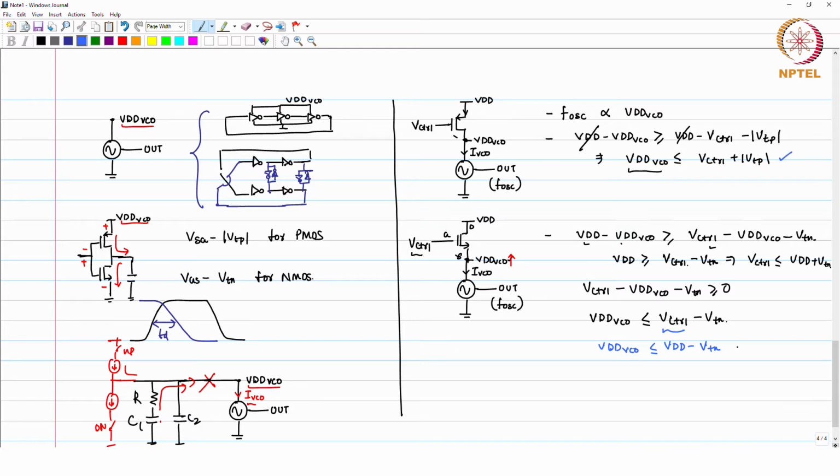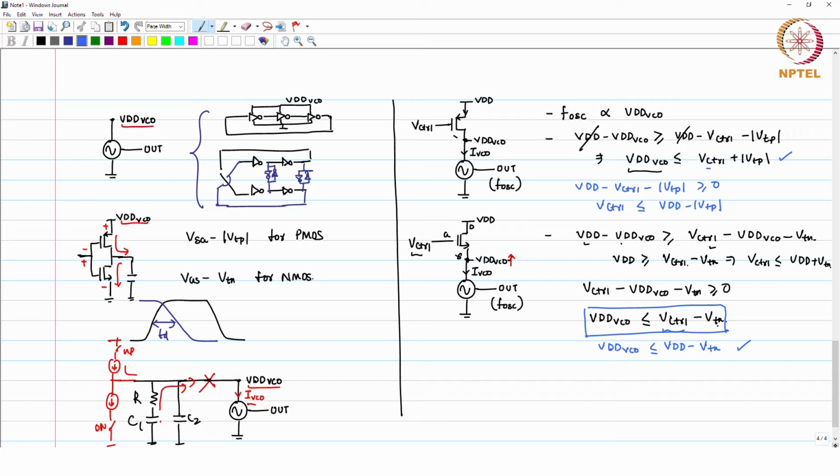You compare these two conditions. Here also the same relationship will be there for V control. What is that? VDD minus V control, and here V control can go to 0 by the way, because the PMOS VGS minus mod VTP should be greater than or equal to 0 to keep the PMOS transistor on, which means that V control is less than or equal to VDD minus mod VTP.